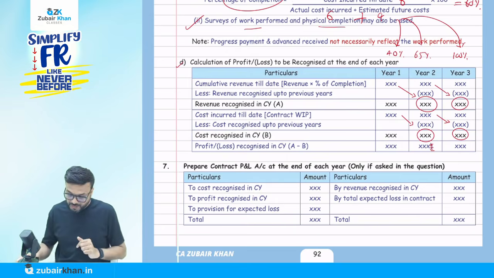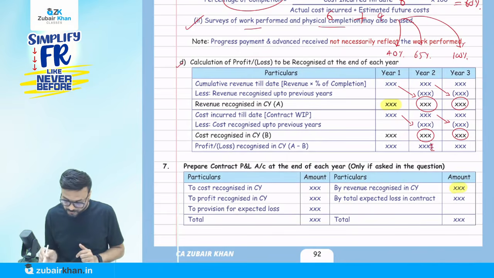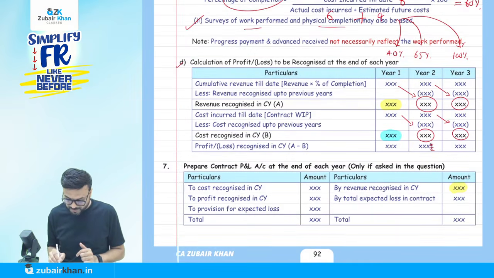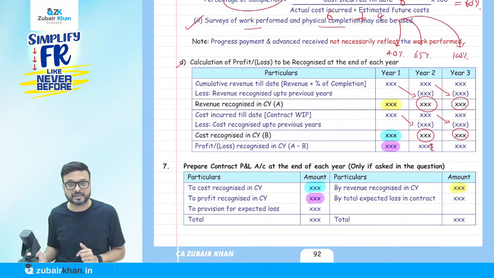Now understand that. For example, this is the revenue for the first year, so he will recognize the revenue for the first year. This is the cost for the first year, he will recognize the cost for the first year. Now this is the profit for the first year, he will recognize the profit for the first year. If it is negative, then it is a loss that year.